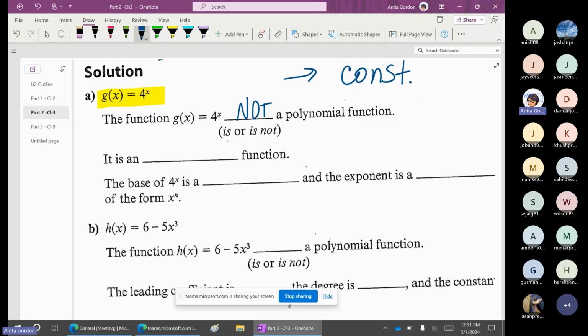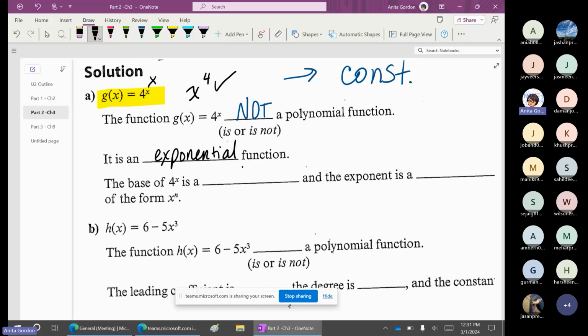The degree is not a constant, right? Remember in our definition, we said our exponents have to be whole numbers. So it cannot be a variable. If this was x to the power 4, that is a polynomial, but this is not. When you have an exponent that is a variable, this is called an exponential function, which we will learn about soon.